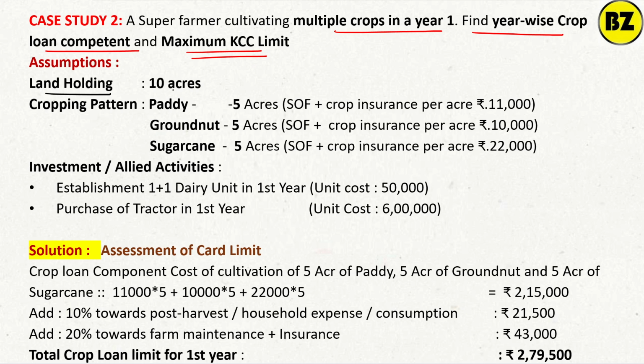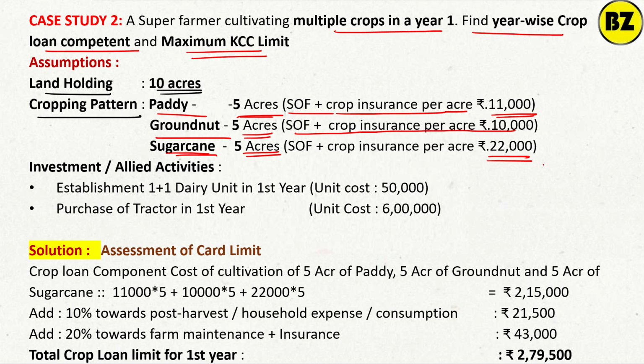So land holding is 10 acres. So this is the super farmer, that's why he is cultivating multiple crops in 1 year. The cropping pattern they have given is paddy 5 acres, scale of finance and crop insurance per acre is 11,000 for the paddy. Then groundnut cultivation is 5 acres, scale of finance for it is 10,000 including insurance. For sugarcane of 5 acres, the scale of finance is 22,000.